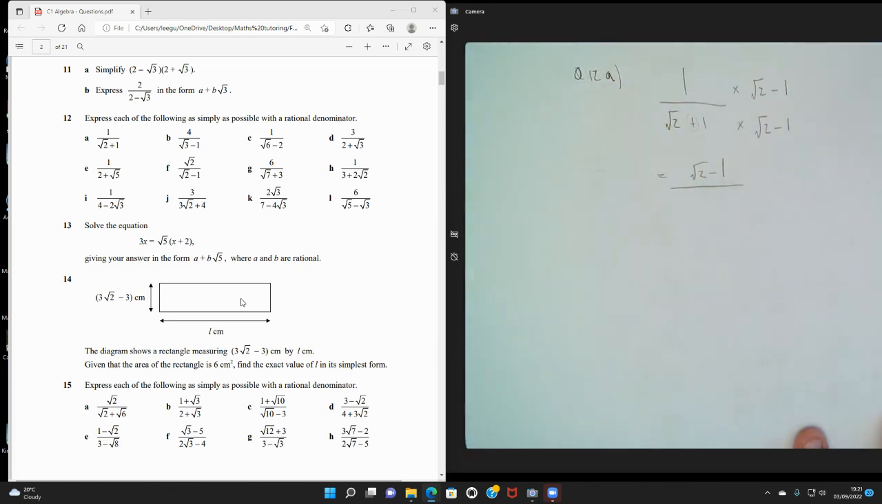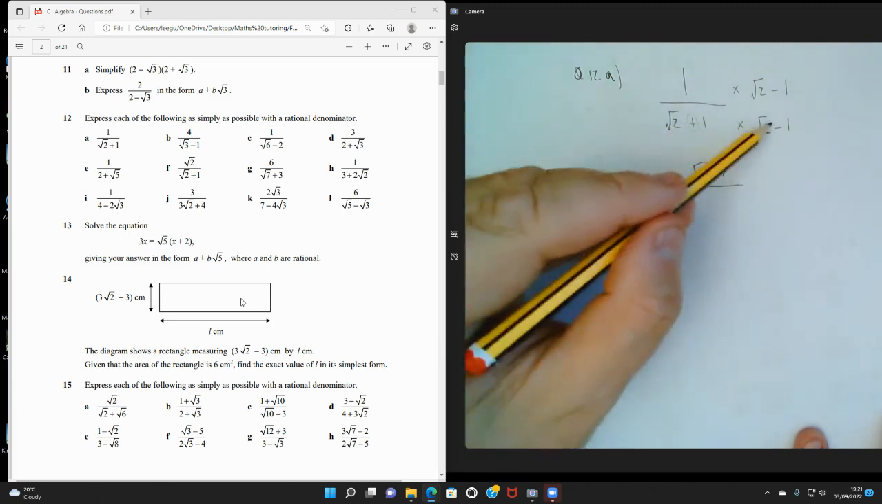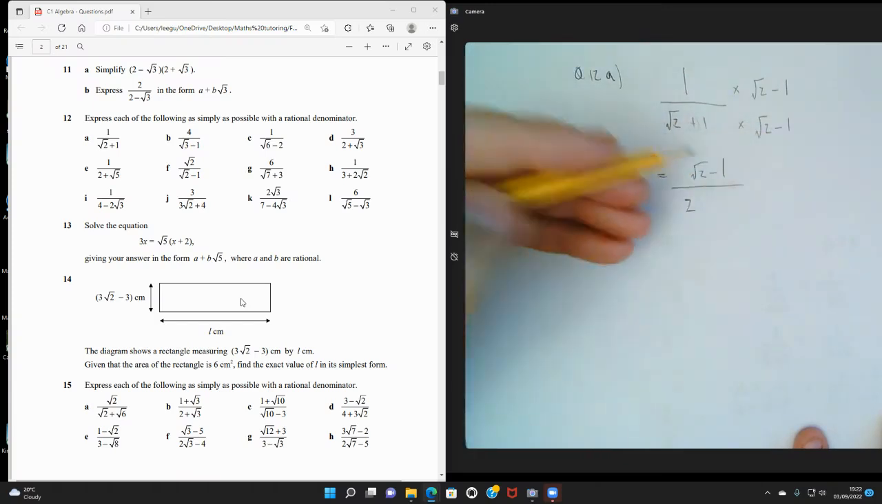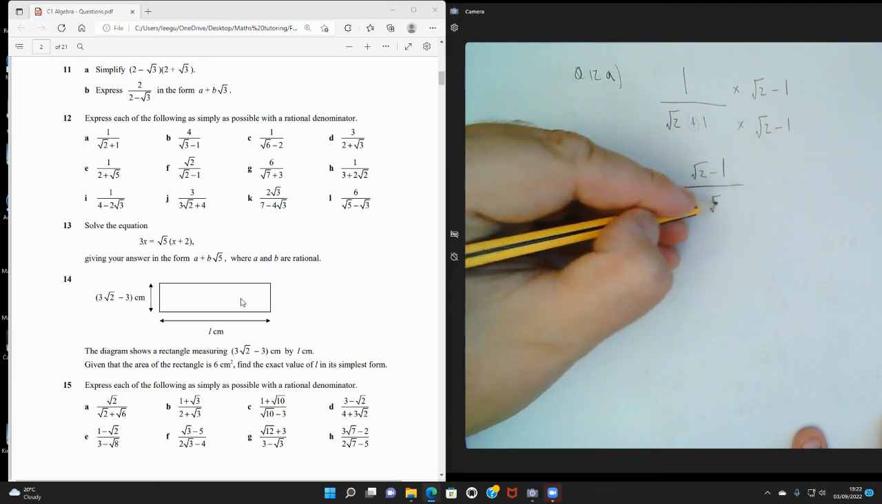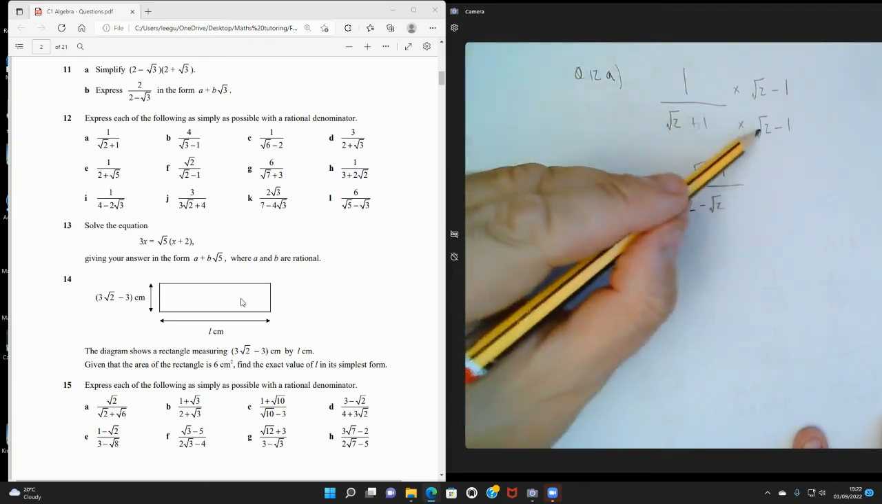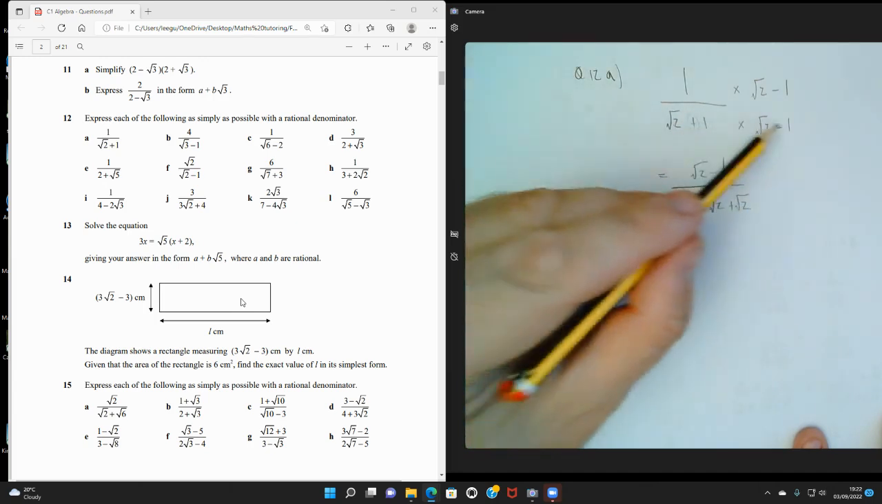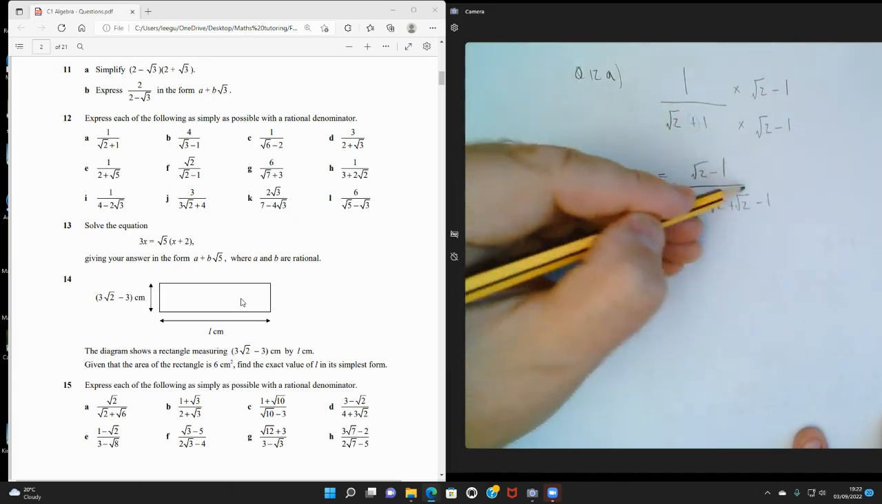So if we think about how that's actually going to work, let's have a look at it. We have root 2 times root 2 is 2. We have root 2 times minus 1 is minus root 2. We have plus 1 times root 2 is plus root 2. And then finally, plus 1 times minus 1 is minus 1.